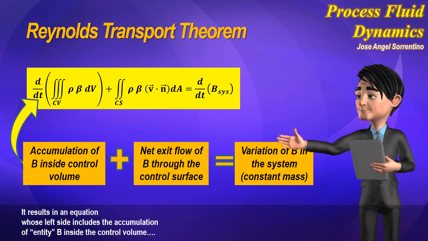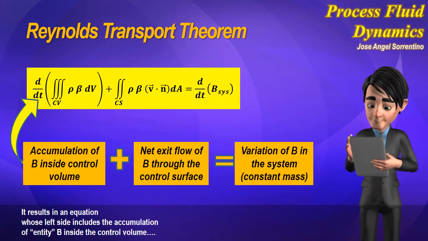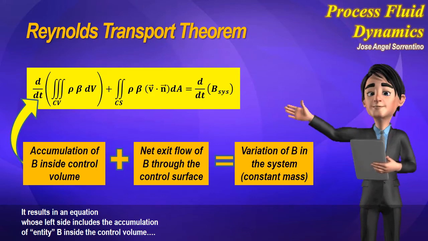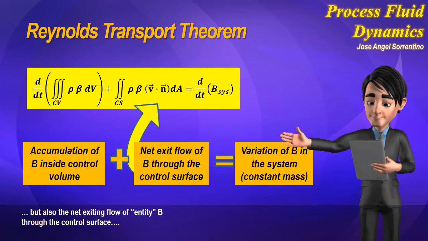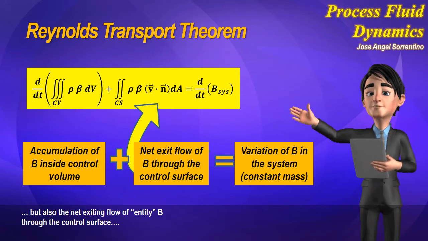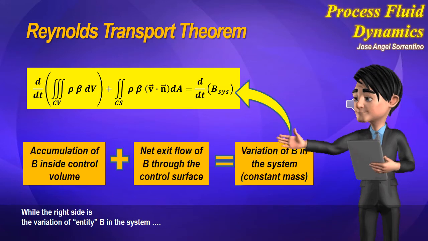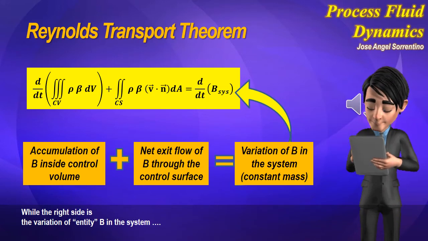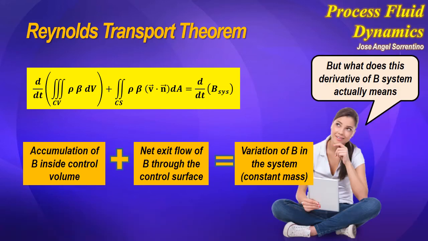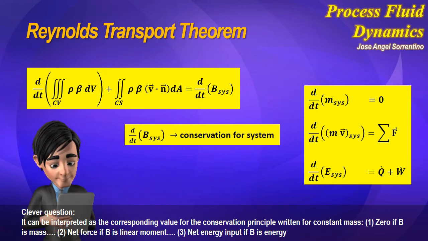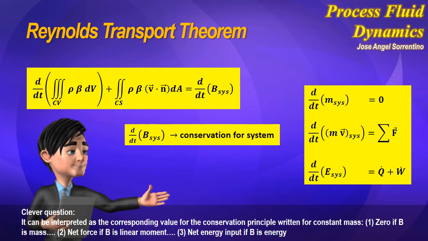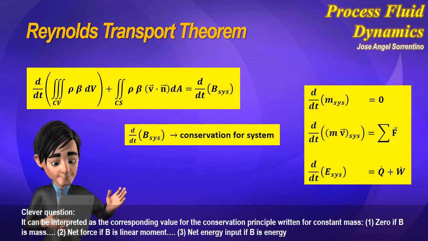It results in an equation whose left side includes the accumulation of entity B inside the control volume, but also the net exiting flow of entity B through the control surface, while the right side is the variation of entity B in the system. But what does this derivative of B system actually mean? Clever question. It can be interpreted as the corresponding value for the conservation principle written for constant mass.